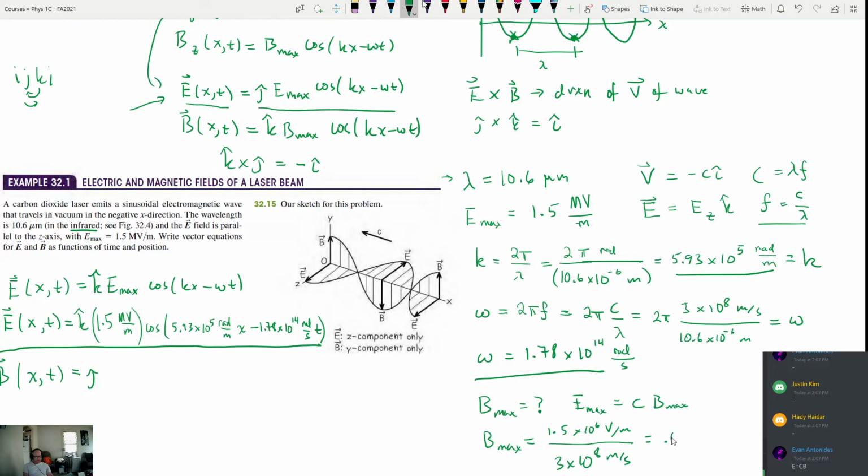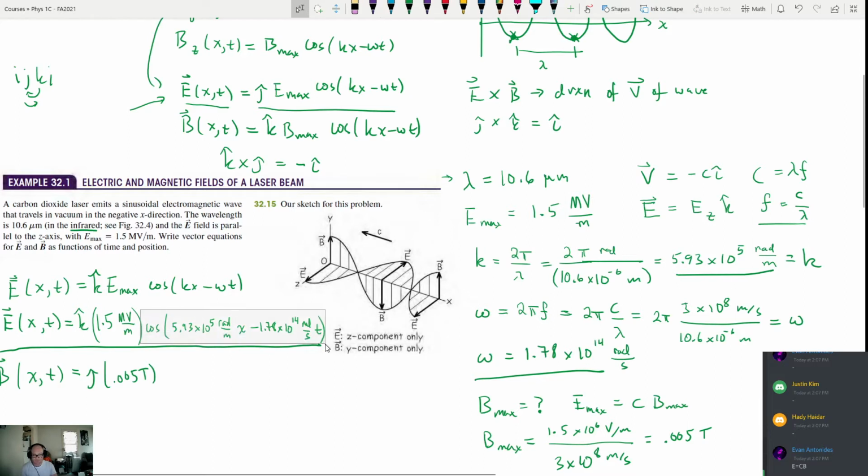And the unit should be Teslas. Volts per meter divided by meters per second, so it's going to be volts per meter squared per second, which should be, that's definitely what a Tesla is. Okay, so we get j hat times 0.005 Teslas, and then all the rest of the stuff is the same, so I'll just copy it.